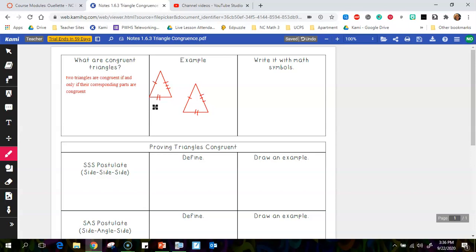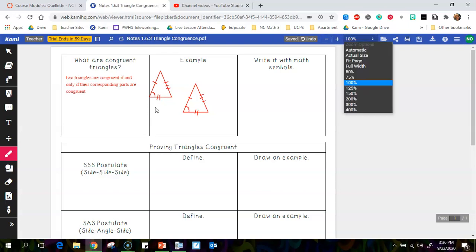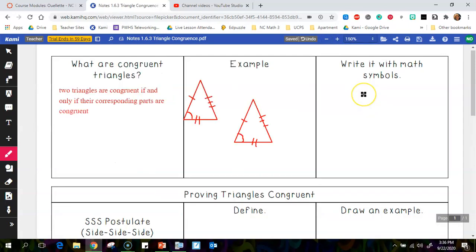So if these sides are congruent and these triangles are facing the same way, then this angle and this angle would be congruent to each other. What we might do is, I'll make this bigger, it'll be easier to see, we might just do an arc, and then you might see 2 arcs like here, and then 3 arcs. And what that means is that those are congruent to each other.